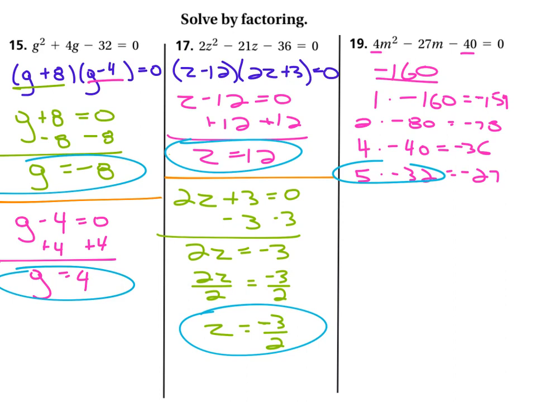So I'm going to write down here below the original expression that we had, 4m squared minus, so instead of putting negative 27m, we're going to put positive 5m and negative 32m. Those two numbers that we just solved for. And then the minus 40. Okay, let's factor and see what we get. We're going to group them together.